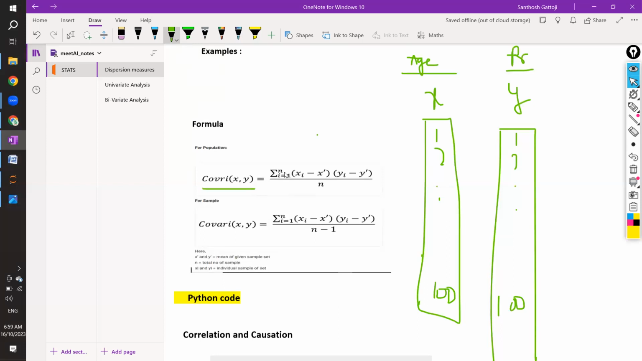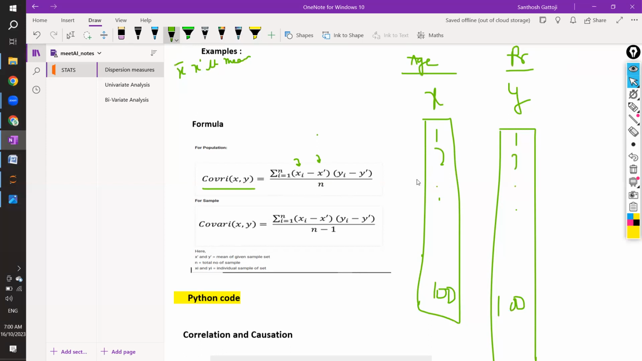Very simple. For every point, take the first point minus its mean, x dash. As you can see, x dash. The other day I was saying the mean will be denoted in multiple ways. You can call it x bar, you can call it x dash, or simply mu. All these are referring to the mean. So, every point in x minus its mean, into every point in y minus its mean, divided by n.